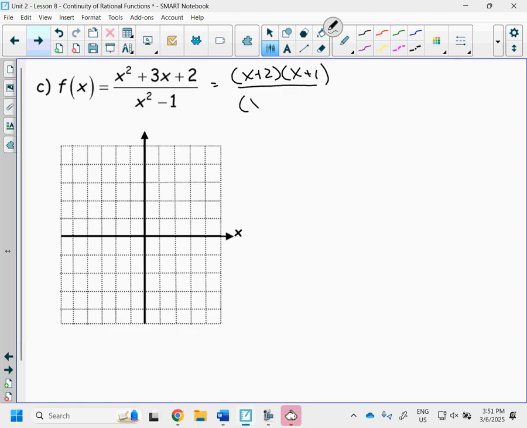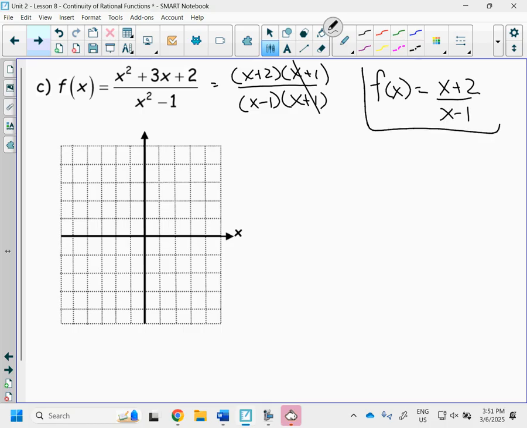Let's factor the bottom. Ooh, I got myself a hole because I'm canceling. I'm left with x plus 2 and x minus 1. That's what we're going to be graphing, okay? So my list is coming off of that list.